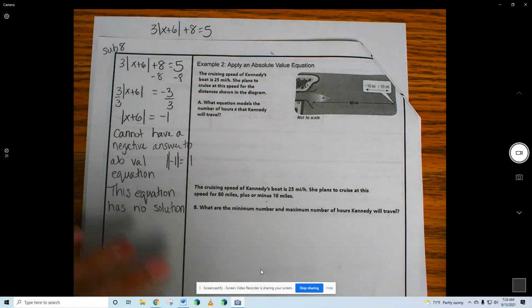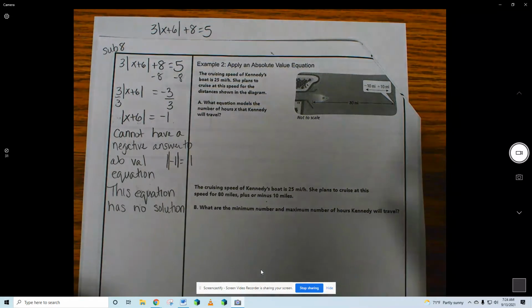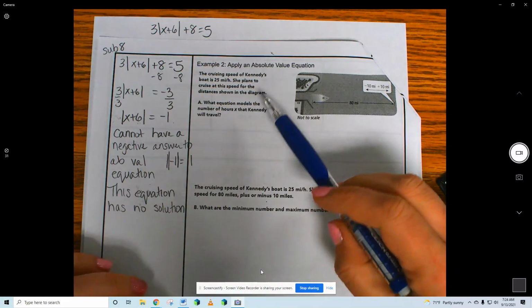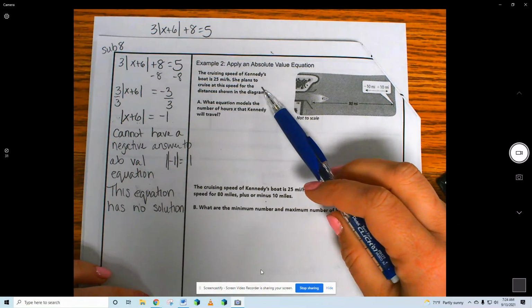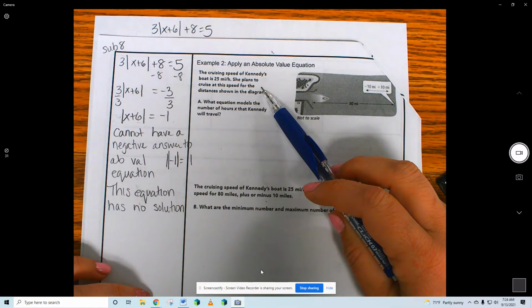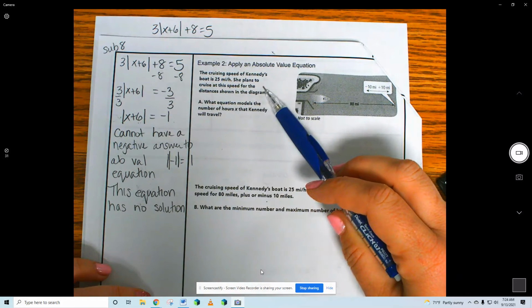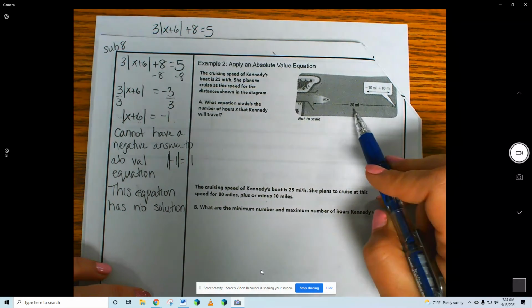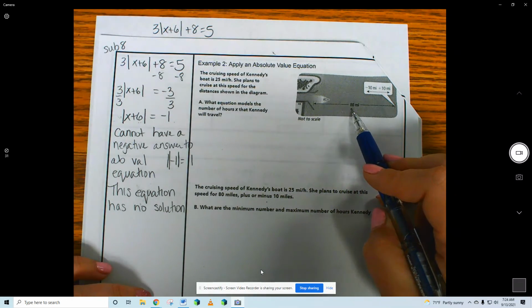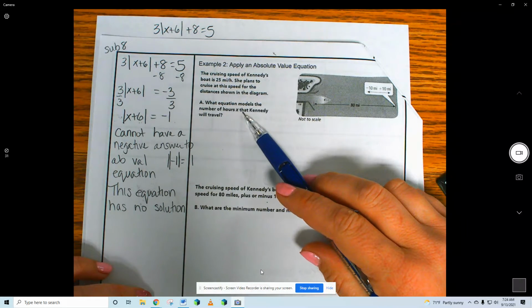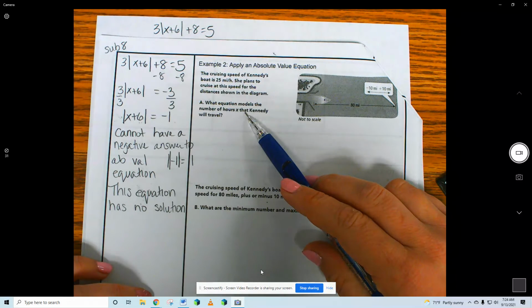Let's look at example 2. We're going to solve a lot of them together. We're not done. We're going to do some homework or classwork together. Okay. So the cruising speed of Kennedy's boat is 25 miles an hour. We're doing the example 2 word problem. She plans to cruise at this speed for the distances shown. So she's going to go 80 miles. And what equation models the number of hours x that Kennedy will travel?